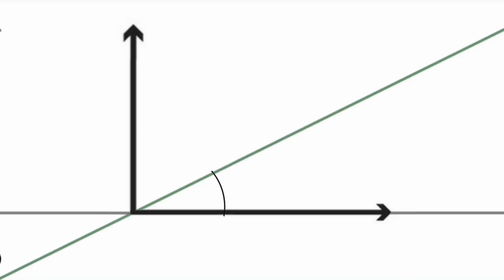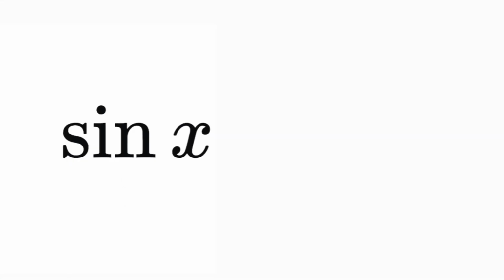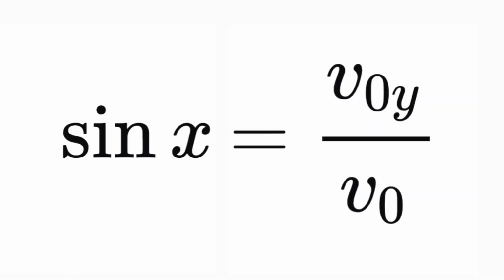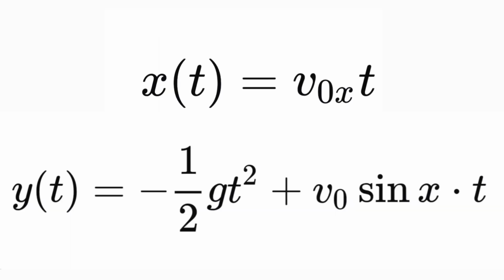Let's go back to our graph one more time. The vector v0 is right here, tangent to the trajectory. Its component, v0y, is this, and this is the angle x. Sine of x is v0y divided by v0, so v0y is v0 times sine of x. We're done with the two formulas.